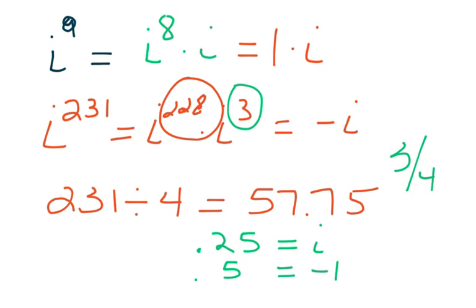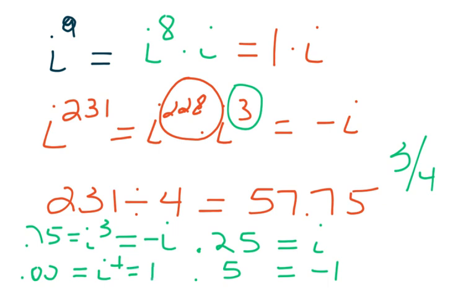Okay, so if it's 0.75, when you do that, it's i cubed, which is negative i. In a whole number, so if it's 0.00, then that's i to the fourth, which is 1. And so that's just the real quick way to do that.